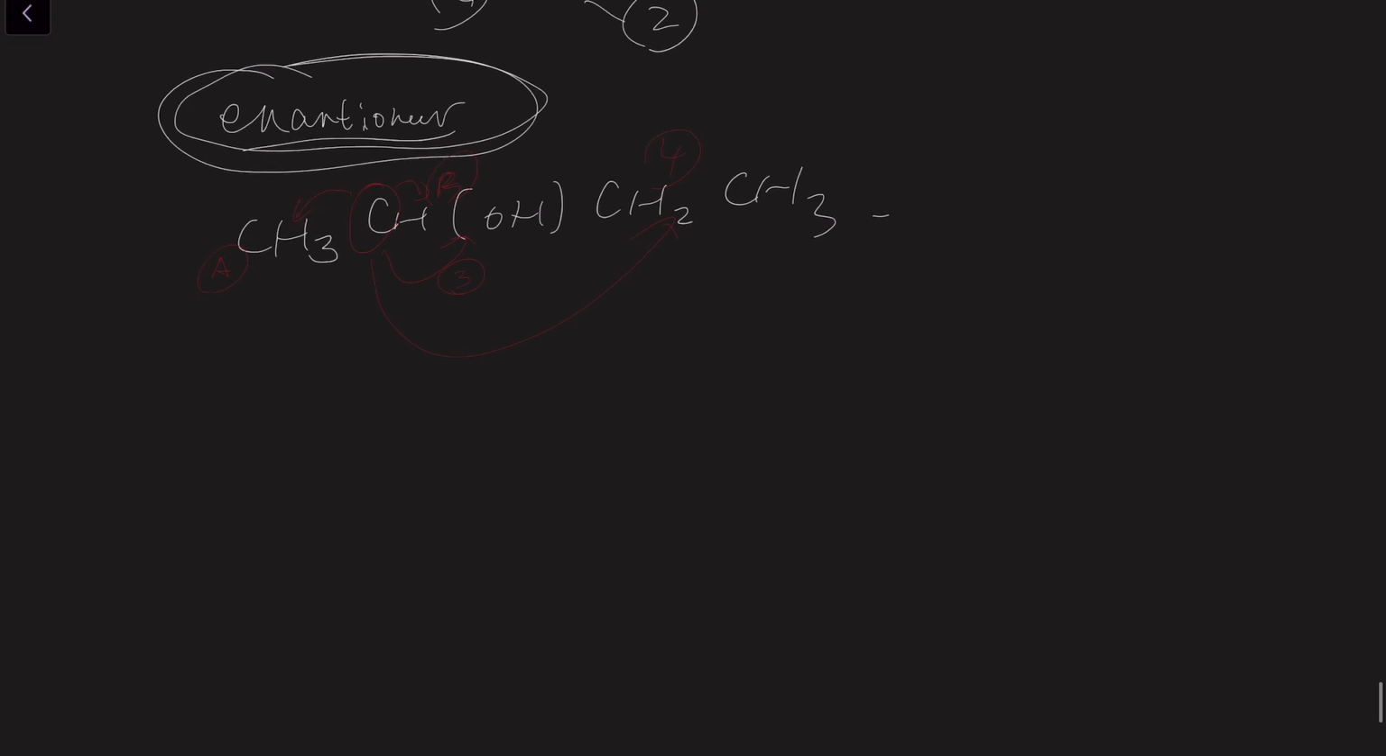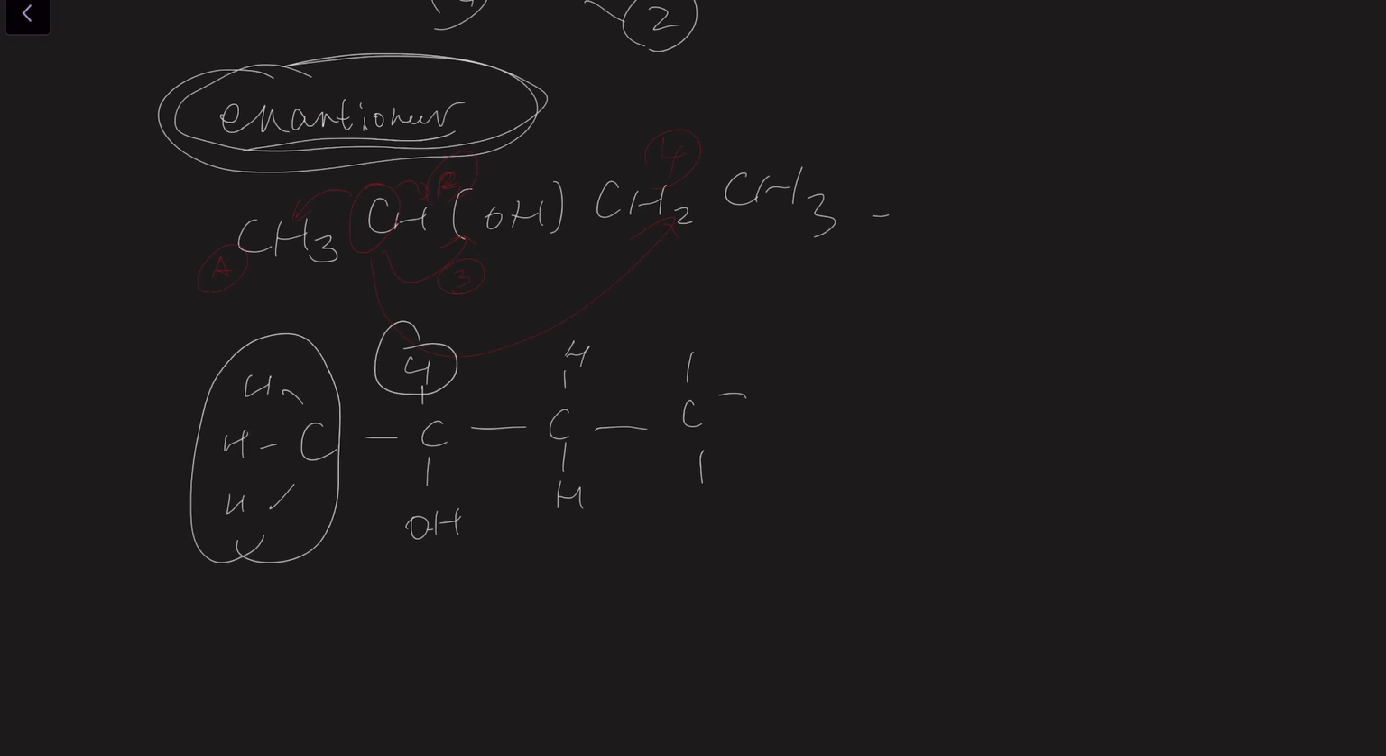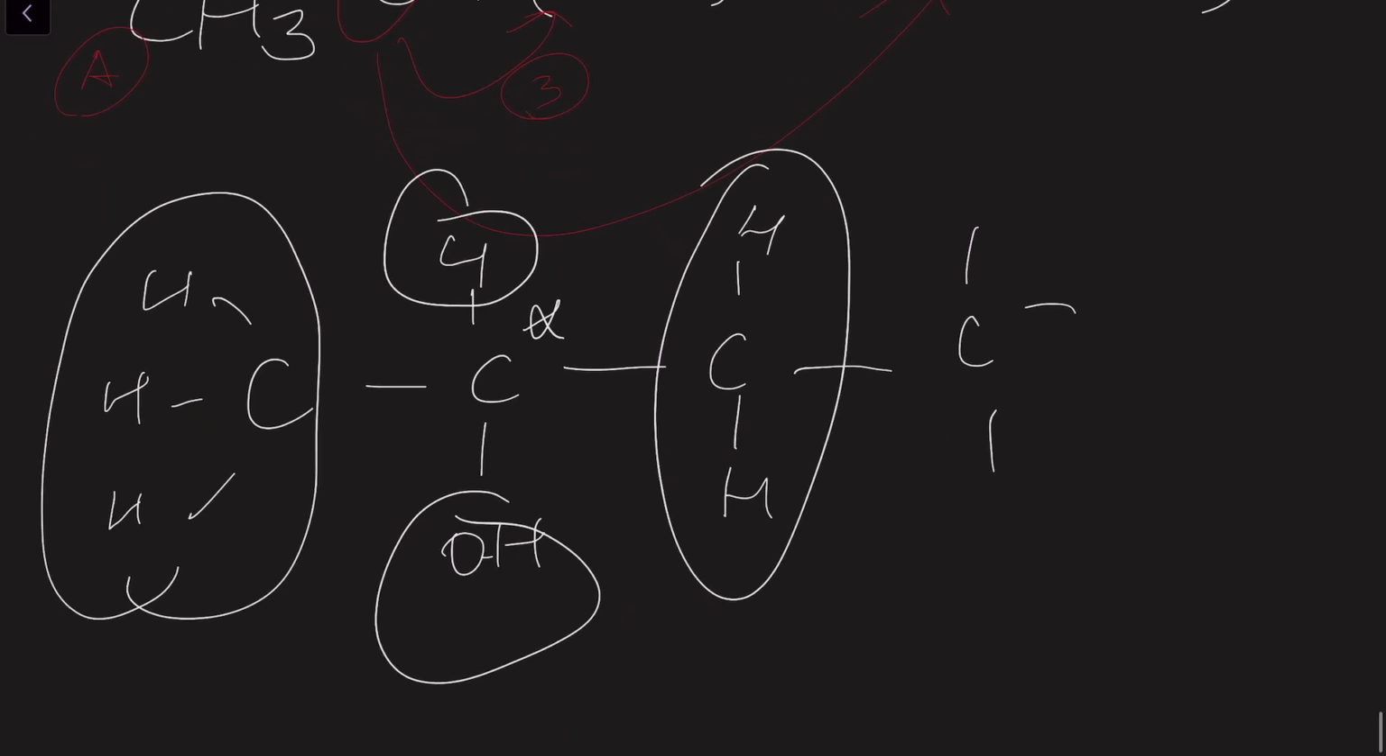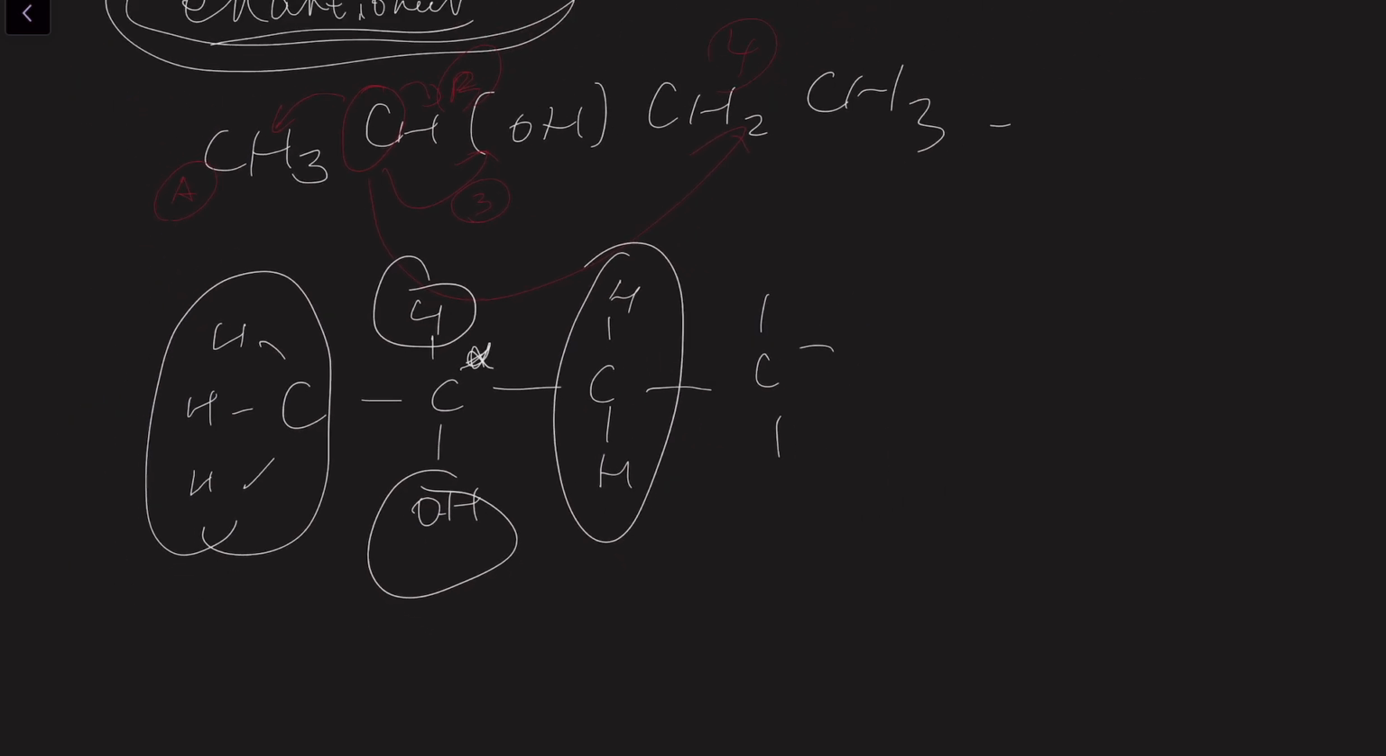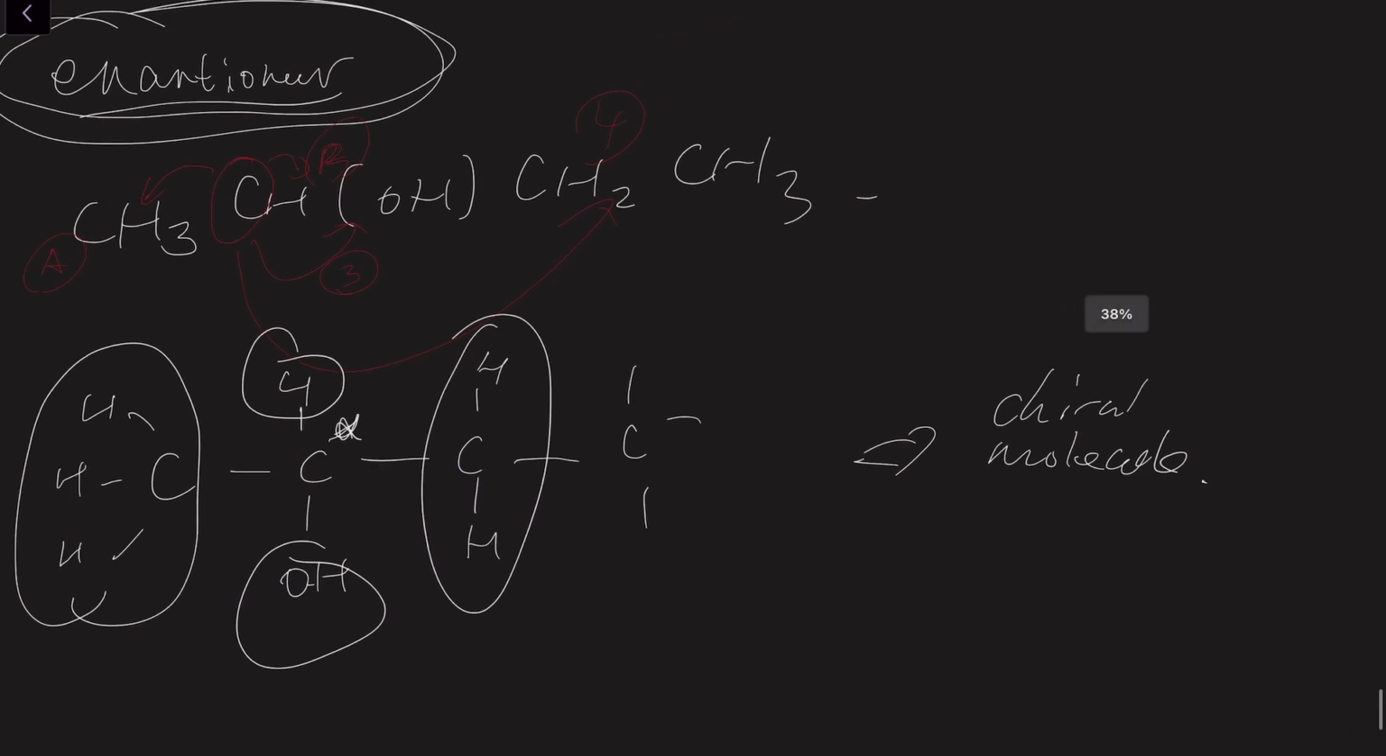So let's draw them out. As you can see, it's really connected to four different things. So this is a chiral center. You use this asterisk to label it or to emphasize it is a chiral center. So this is actually a chiral molecule. And we need to see how this molecule interacts with light to determine which one it is.